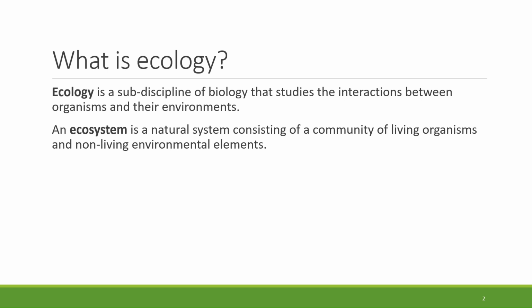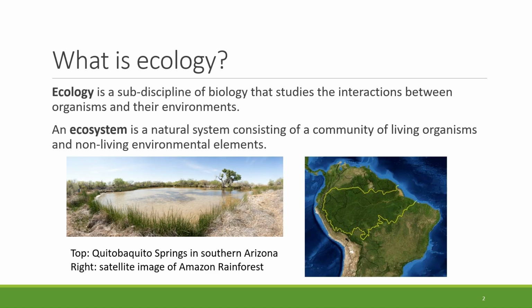So ecology really looks at these systems and the way that the different elements of the system interact with each other. And these ecosystems can be very small or they can be very large. An ecosystem can be a single pond or it can be an entire rainforest. It can be a coral reef, it can be a cave, it can be the alpine tundra at the top of a mountain. All of these are examples of ecosystems that an ecologist might study.